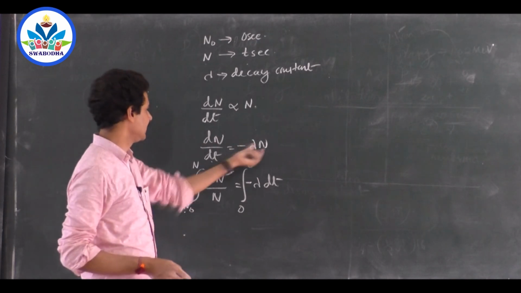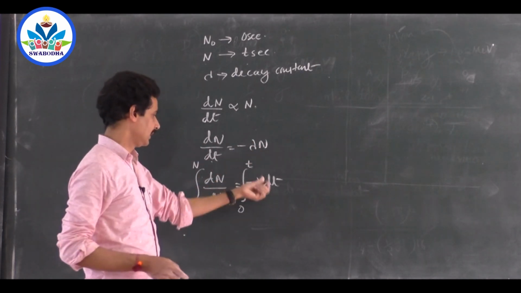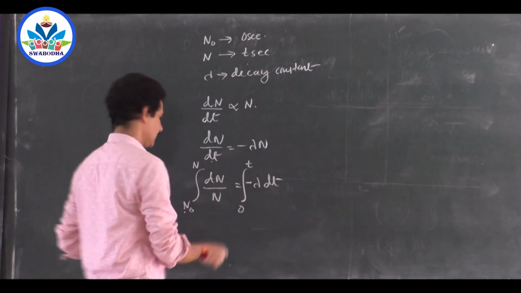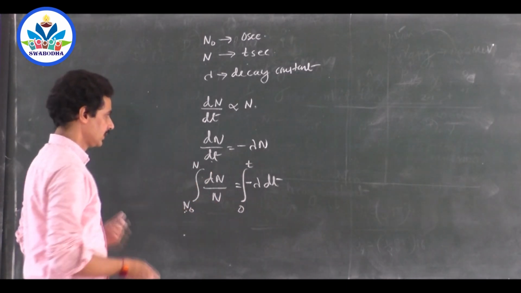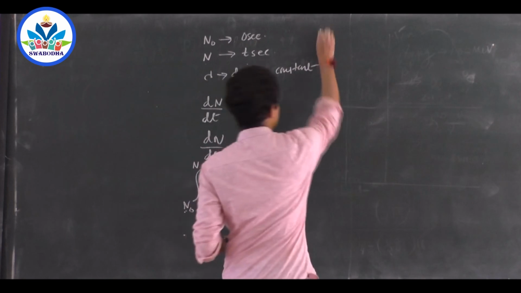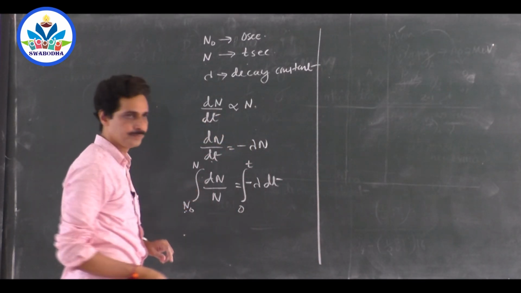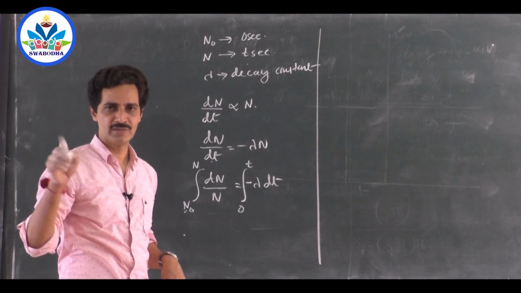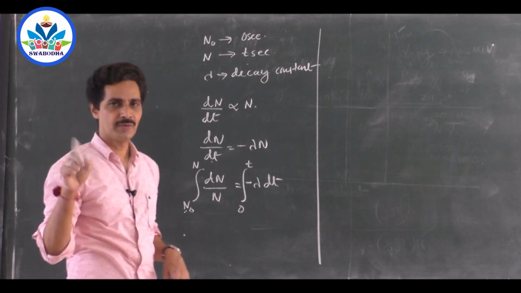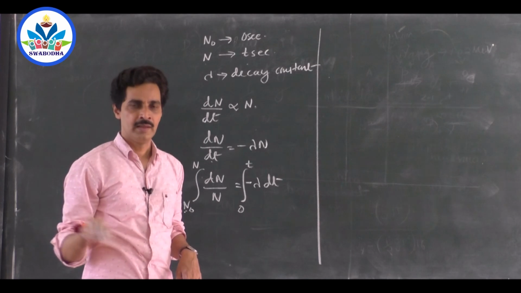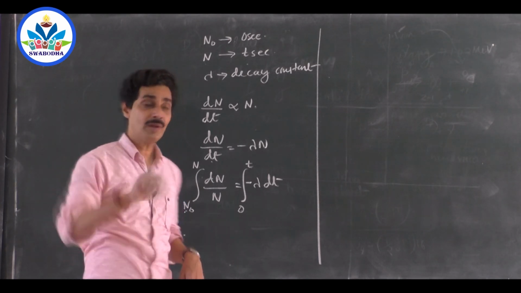So rearrange it, dN by N. dt you will take it. Integrate this from 0 to t seconds. Integrate this from N naught to N. So what you will get? Now if you integrate this within the limits, what is the integration of 1 by N? You know differentiation of log N is 1 by N, right? d by dx of log x is 1 by x. Integration of 1 by x is log x.